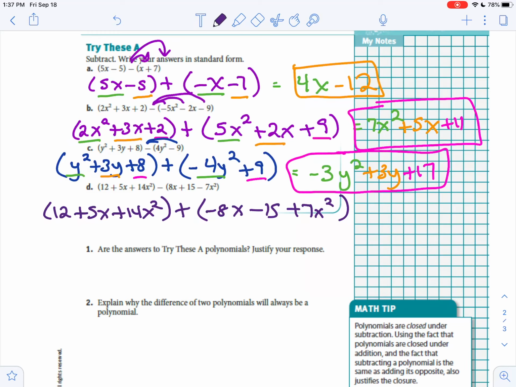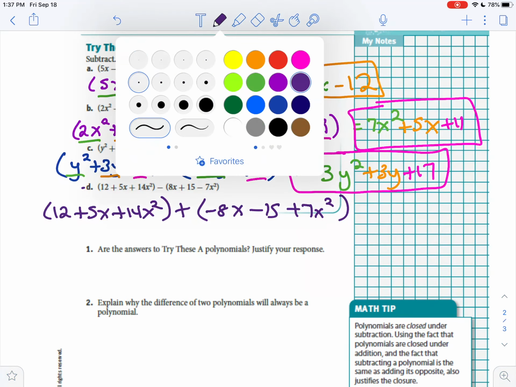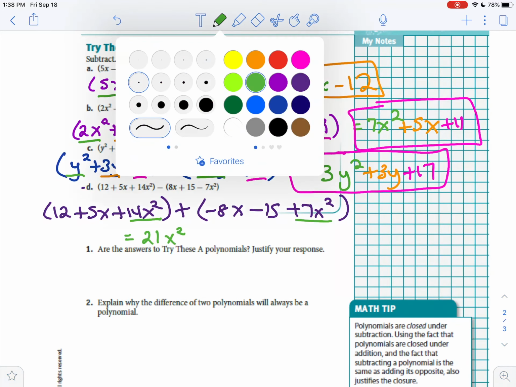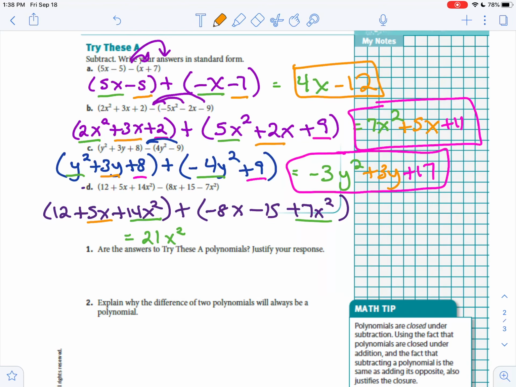Because I know I want descending order, I'm actually going to start with the squares. 14x squared plus 7x squared is going to give me 21x squared. I picked those out first, so I don't have to rewrite it a second time. Then I have 5x minus 8x, so negative 3x. And finally, I have a 12 but a minus 15, so minus 3. And that is the solution.